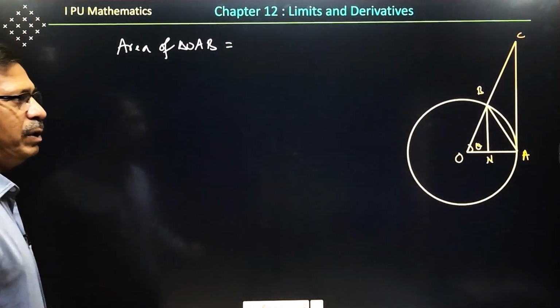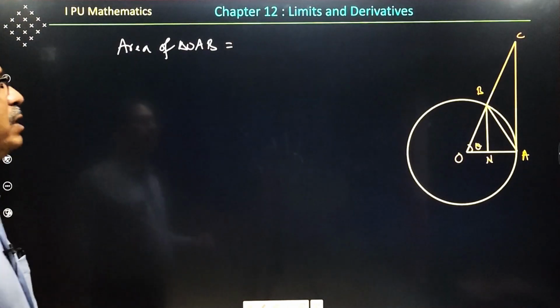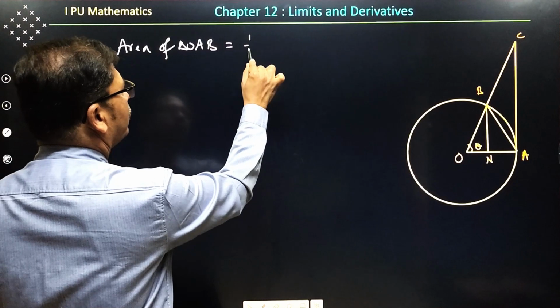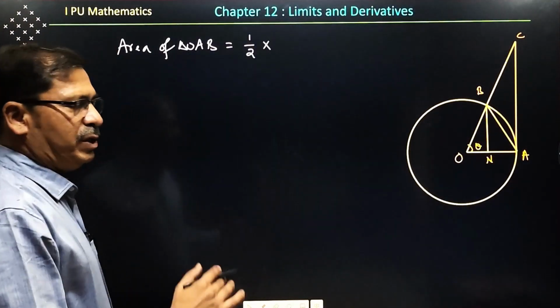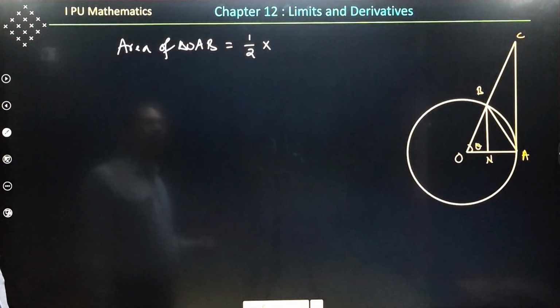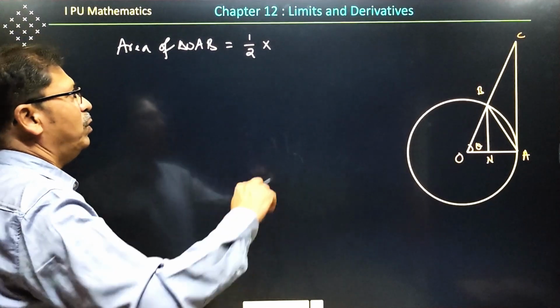Please respond to my question. Area of triangle OAB is equal to, what can you say? One by 2, the basic formula for the triangle, base and height. What are you going to write? Area of triangle OAB is equal to 1 upon 2, what to write?